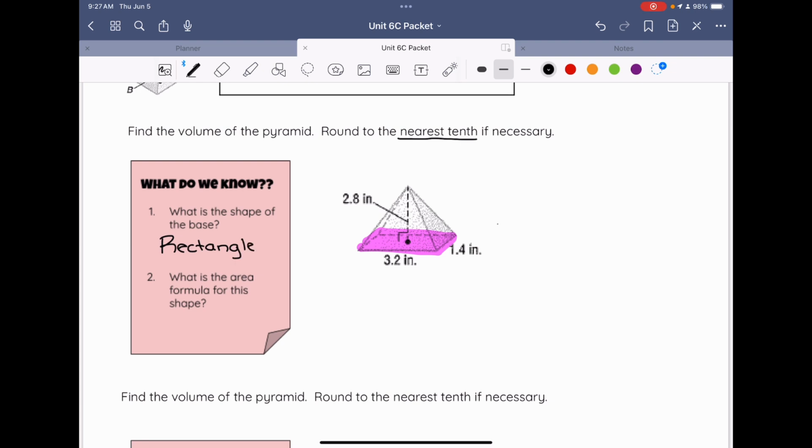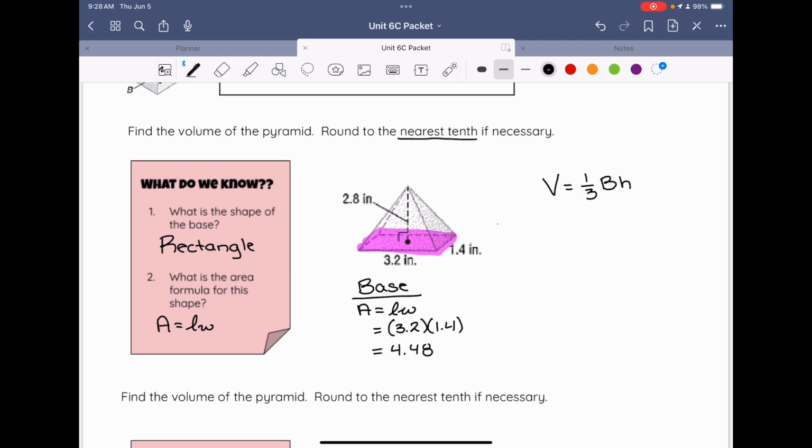The area formula for our rectangle, again, remember, is length times width. And we are finding the volume. So volume equals 1/3 area of our base times our height. And remember, we are going to be plugging in this length times width. We can do it off to the side if it makes it easier for us. So let's find the area of our base. Length times width. So 3.2 times 1.4. I can solve that and multiply it out, 4.48.